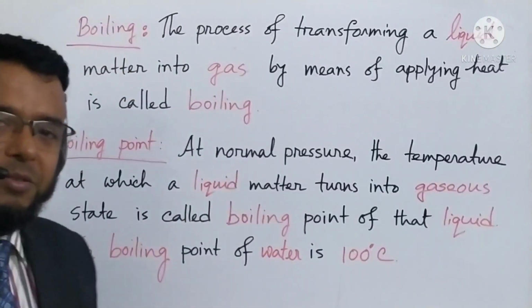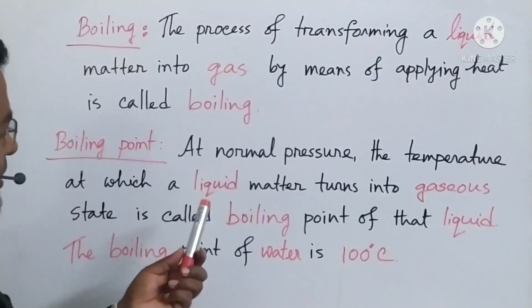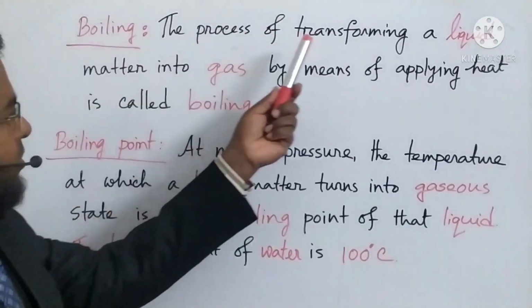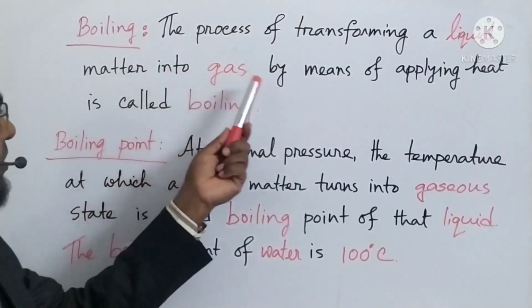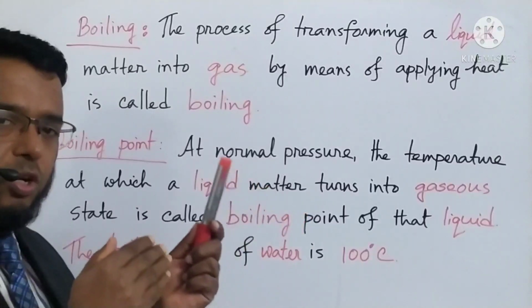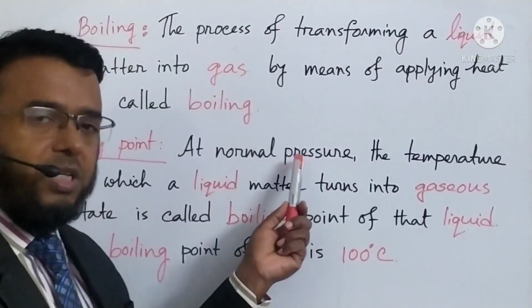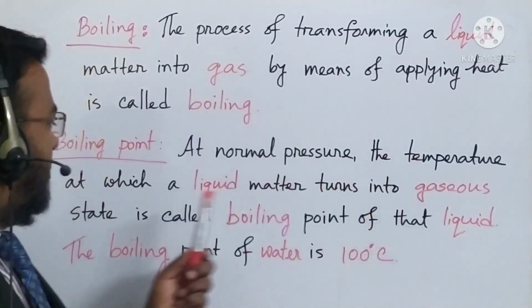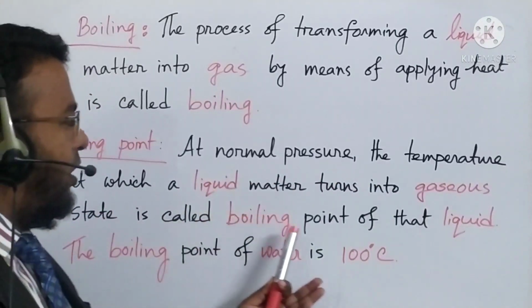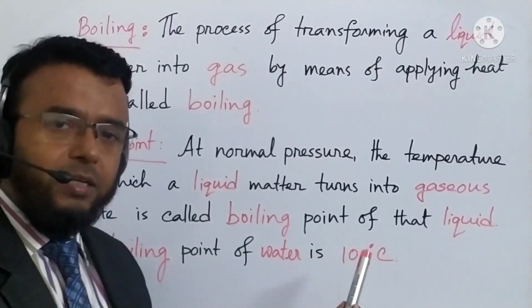So see that by previous topics, this topic is very much clear and understandable. Boiling, the process of transforming a liquid matter into gas by means of applying heat, is called boiling. Then what is boiling point? At normal pressure, that means at 1 atmospheric pressure, the temperature at which a liquid matter turns into gaseous state is called boiling point of that liquid. The boiling point of water is 100 degree Celsius.